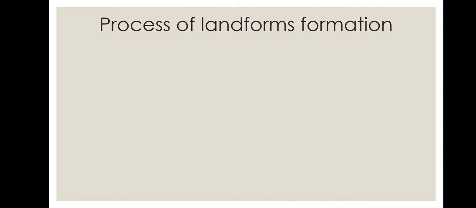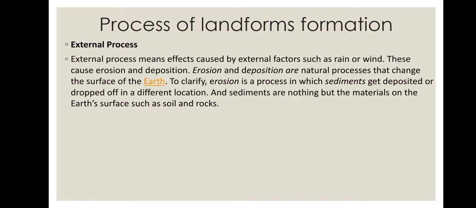Process of landform formation. External process. External process means effects caused by external factors such as rain or wind. These cause erosion and deposition. Erosion and deposition are natural processes that change the surface of the earth. To clarify, erosion is a process in which sediments get deposited or dropped off in a different location, and sediments are nothing but the materials on the earth's surface, such as soil and rocks.